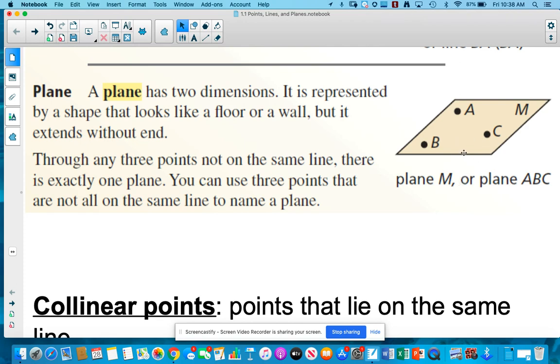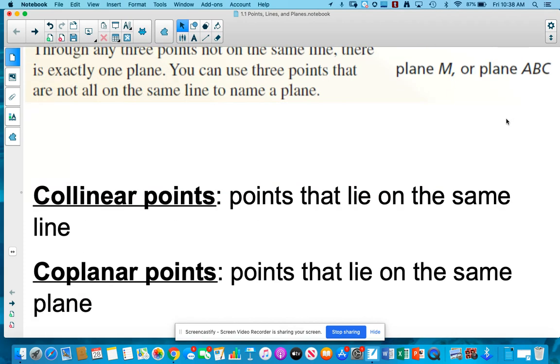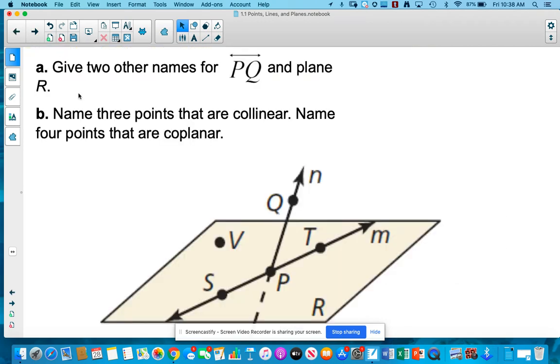So you could say plane ABC, you could say plane CBA, or BAC, or BCA. But you couldn't say plane BMC because M is not a vertex. All right, so let's talk about collinear points. Co meaning together, linear meaning line, so collinear points lie on the same line, versus coplanar means points that lie on the same plane. All right, let's see what we can do with this.